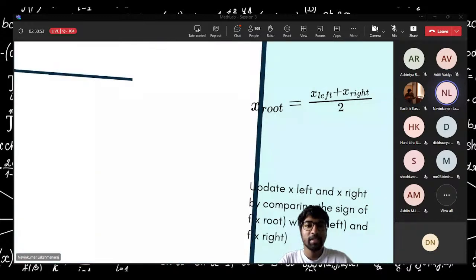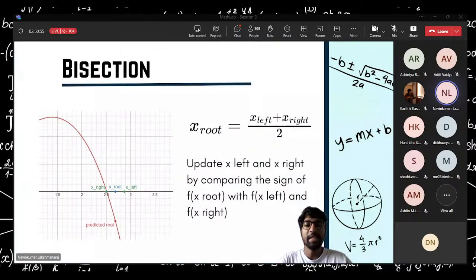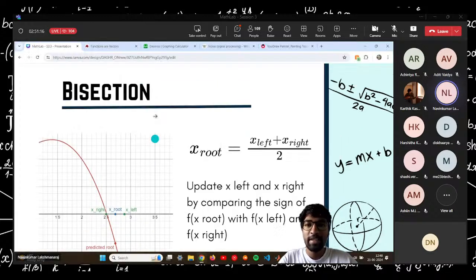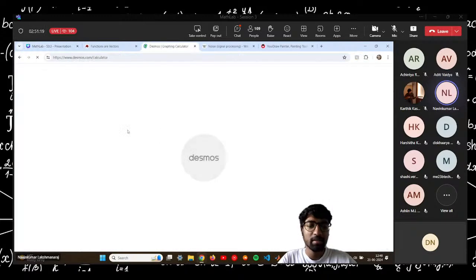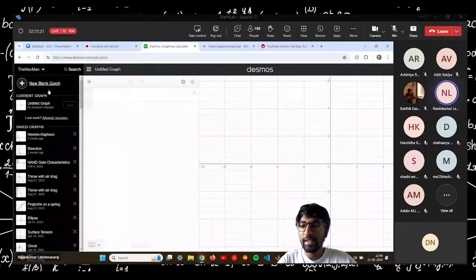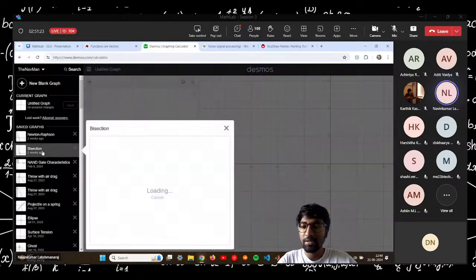Now, one more method that we had seen is bisection, where we created a bracket within which the root could lie. Within that bracket, at the midpoint, we assumed that the root existed. And by checking the sign of the function at the left boundary and the right boundary, we tried to narrow down the bracket and get a more refined guess of what the root could be. If you want a visual explanation, I've made a tiny thing in Desmos, and I'll show that to you.